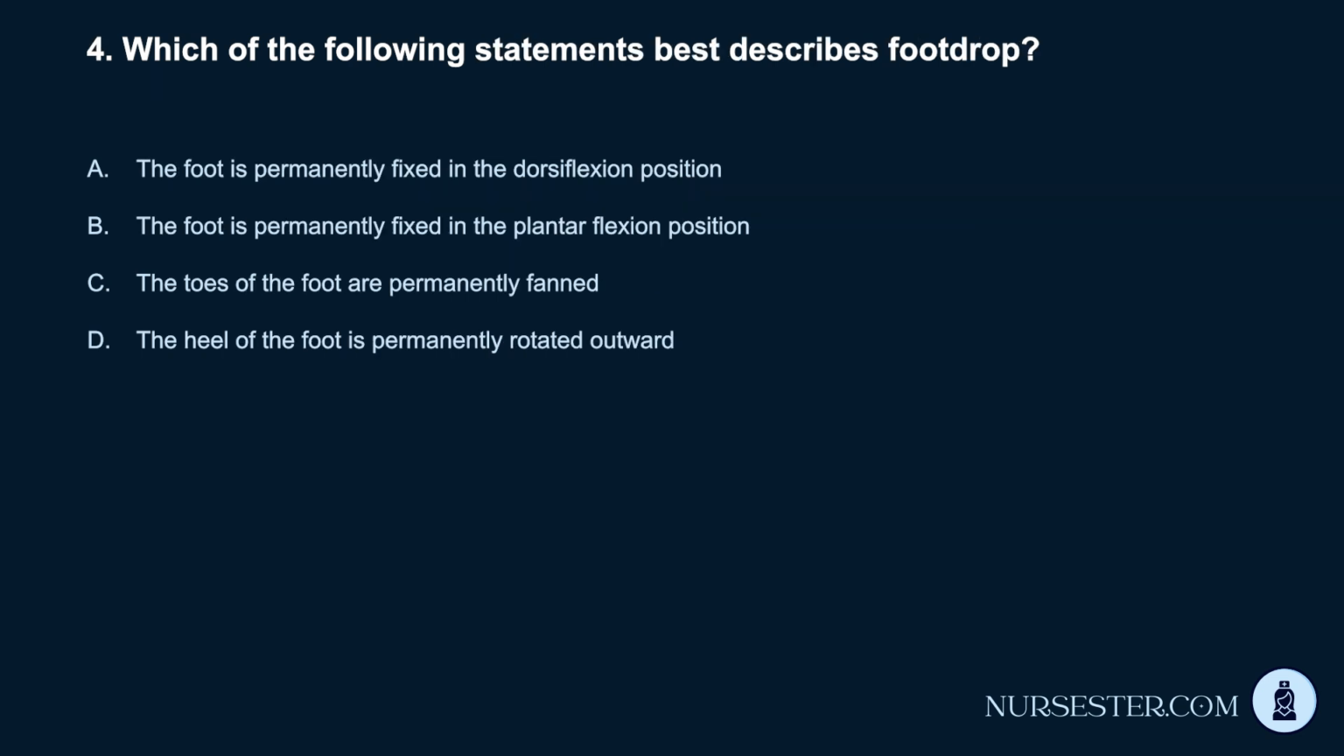4. Which of the following statements best describes foot drop? A. The foot is permanently fixed in the dorsiflexion position. B. The foot is permanently fixed in the plantar flexion position. C. The toes of the foot are permanently fanned. D. The heel of the foot is permanently rotated outward. Correct answer: B. The foot is permanently fixed in the plantar flexion position.